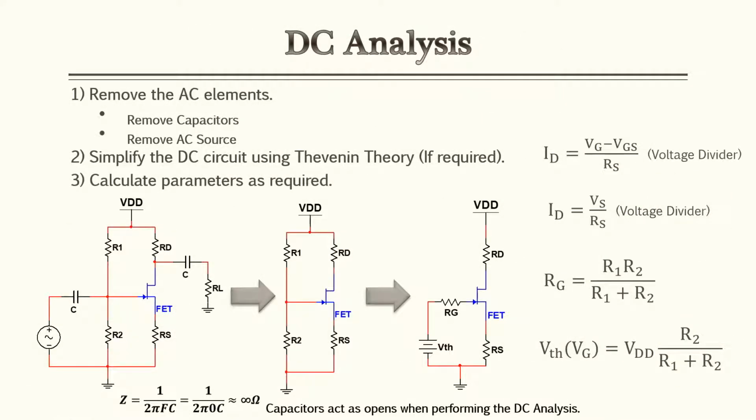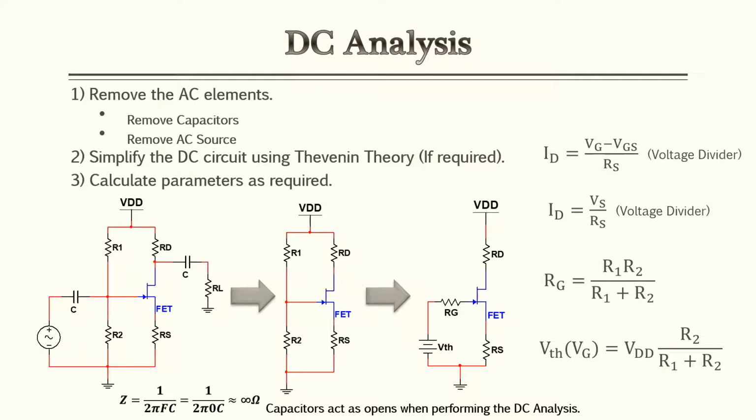And since we're performing a DC analysis, just like BJTs, we're going to be following the same steps. We're going to remove our AC components, which means we're going to remove our capacitors and our AC sources. The reason you remove your capacitors is because they act as opens when performing a DC analysis. Next, you're going to simplify the DC circuit using Thevenin if necessary. Next, you're going to calculate your parameters as required.